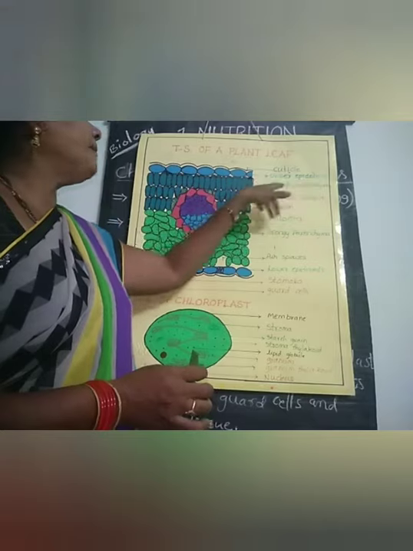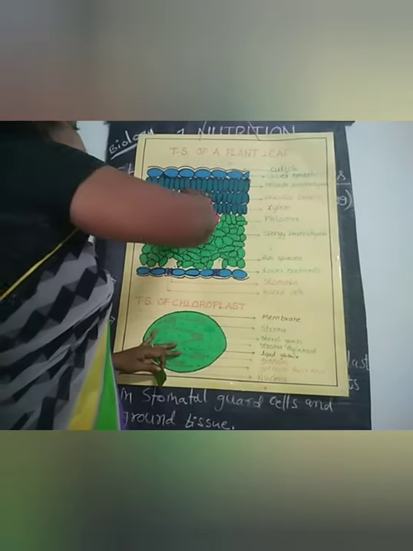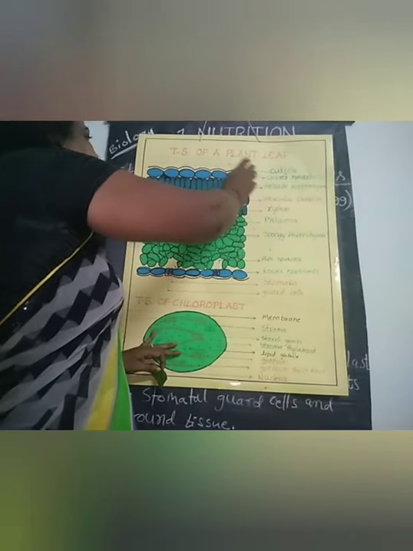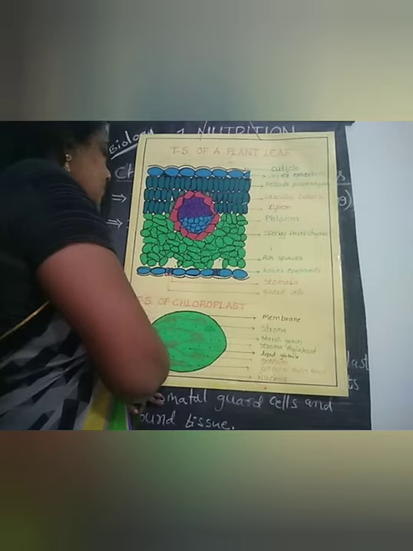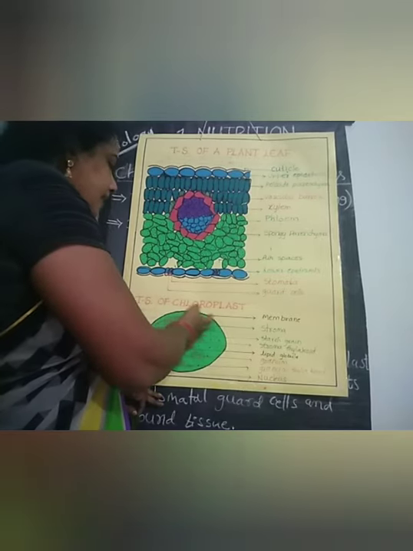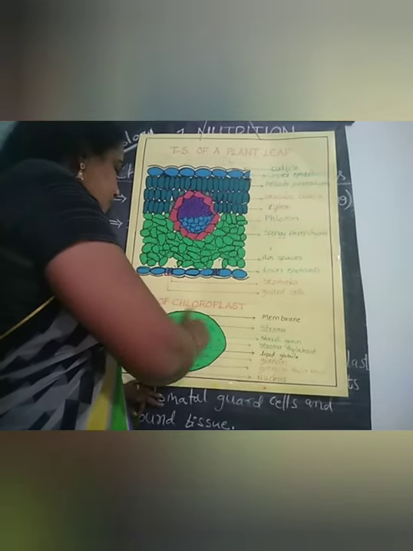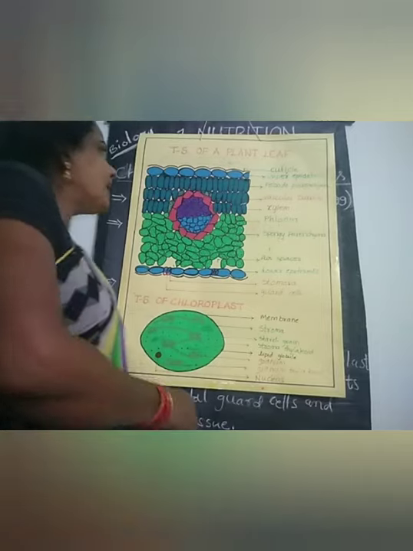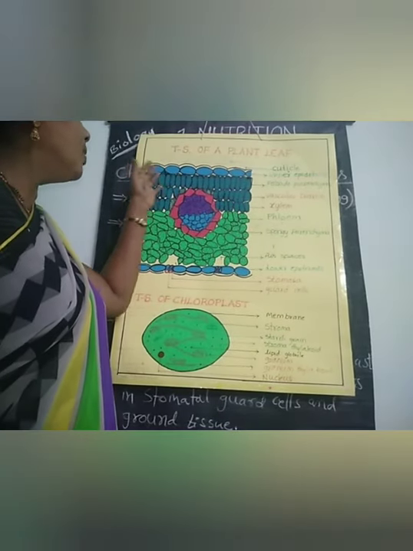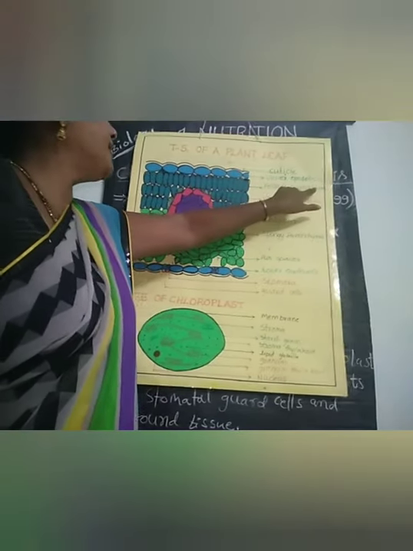Below the upper epidermis, palisade parenchyma is located here. Palisade parenchyma. So here are dots, have you seen, children? Each dot denotes a chloroplast. When we observe clearly under the electron microscope, this dot gives the structure of a chloroplast. And these chloroplasts are present in greater number in palisade parenchyma.